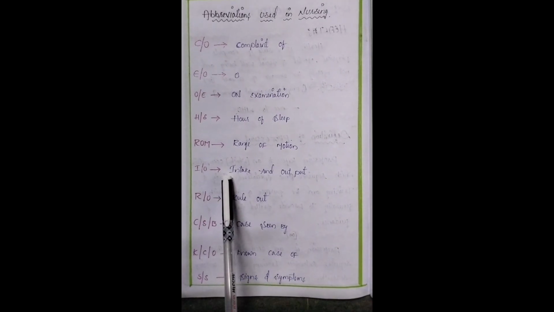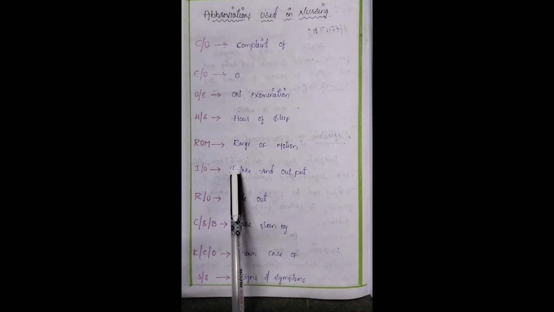Next, I/O. I/O means intake and output. Intake means how much amount of food or liquids we are taking in the 24 hours. Next, output. How much amount of urine output is coming, that is I/O. That is urine output, I/O. Next, rule out. R/O means rule out.